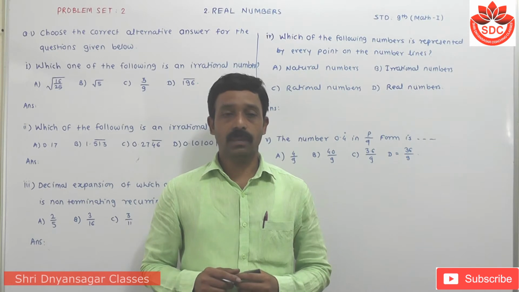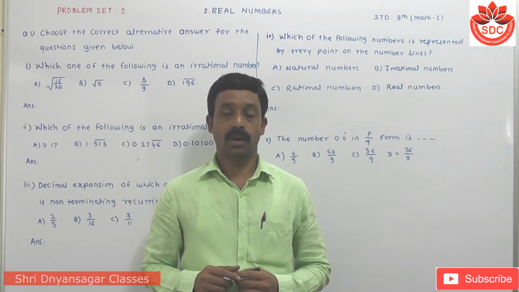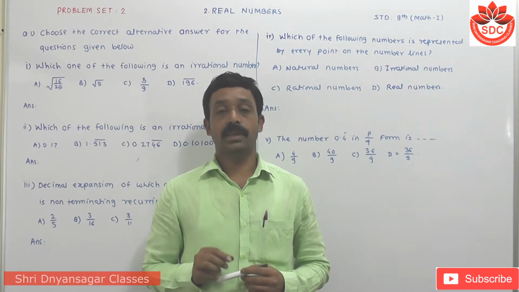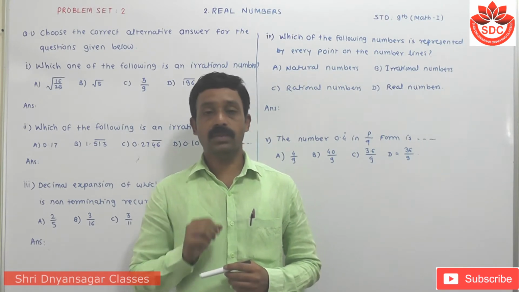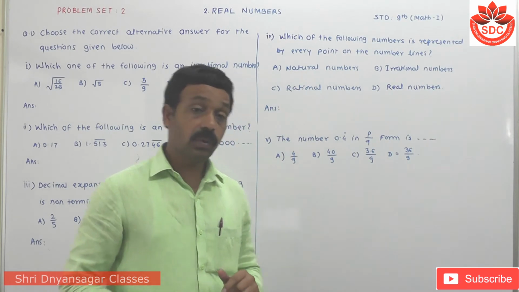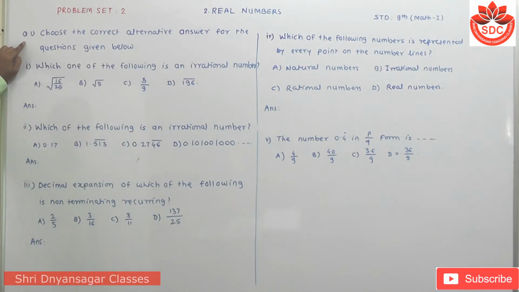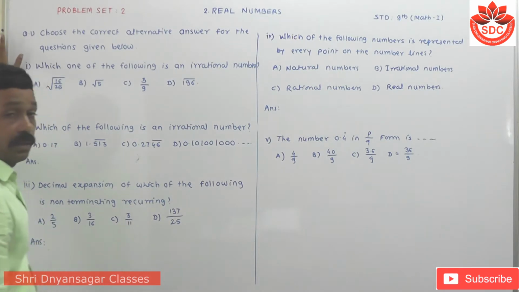Students, today we discuss the problem set of the second chapter, Real Numbers, of Mathematics Part 1, 9th standard. Now the first question of Problem Set 2 is: choose the correct alternative answers for the questions given. This is an MCQ. One such question can be asked in the examination.